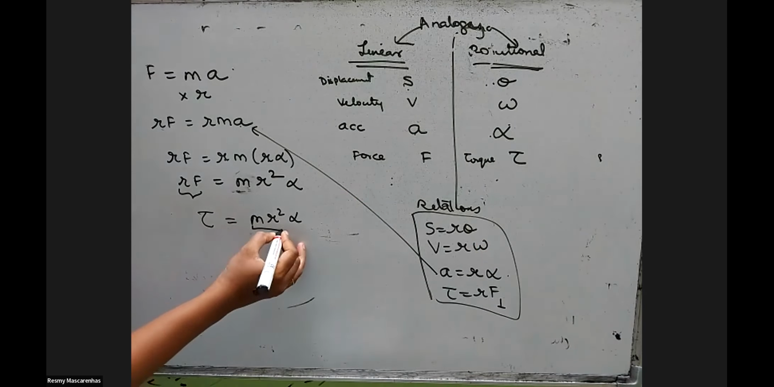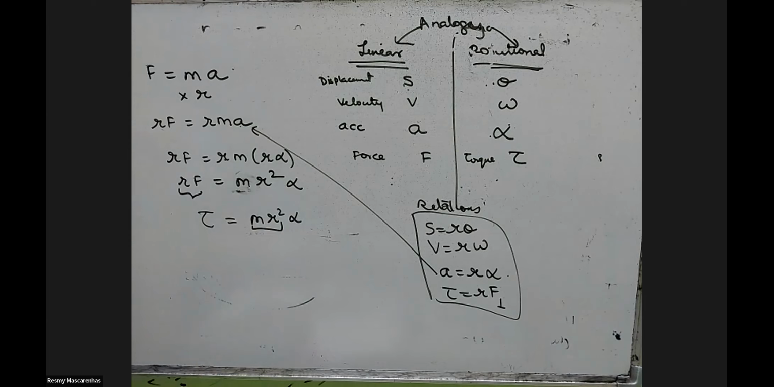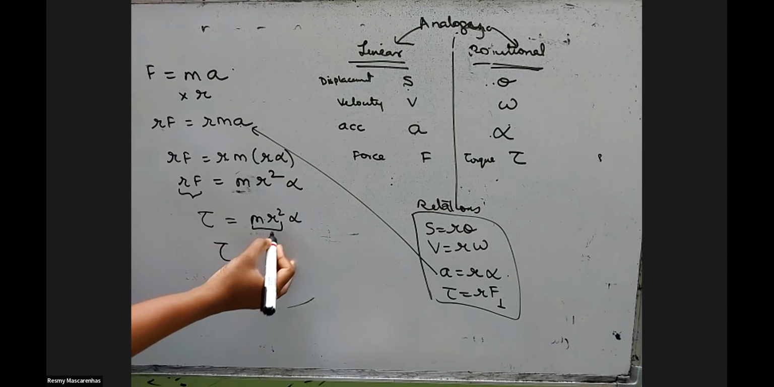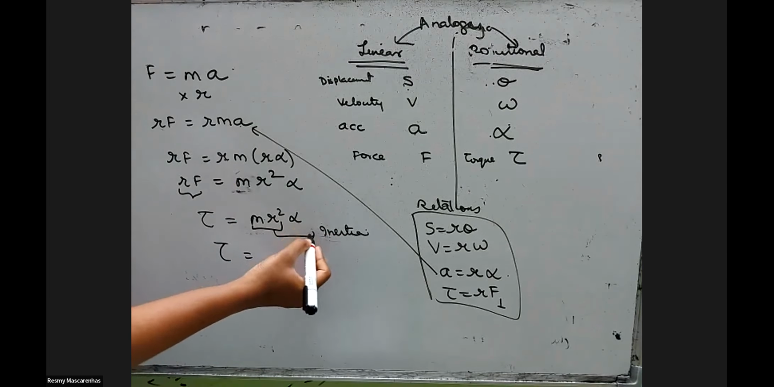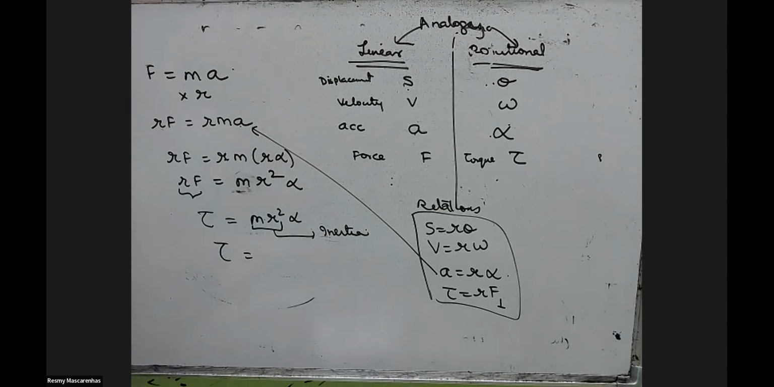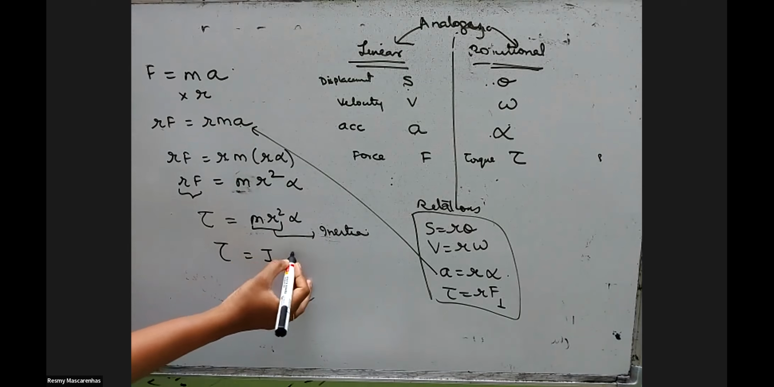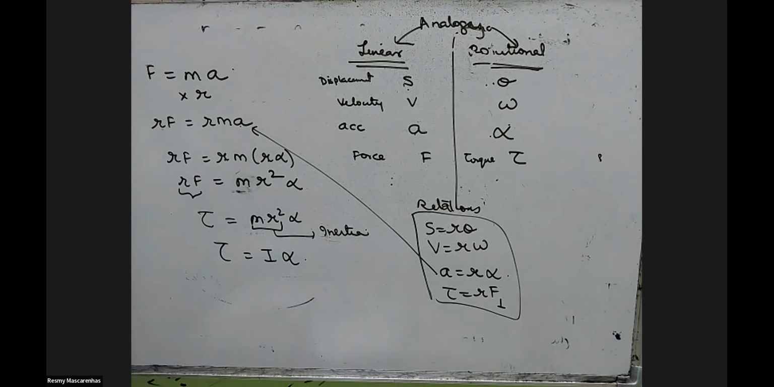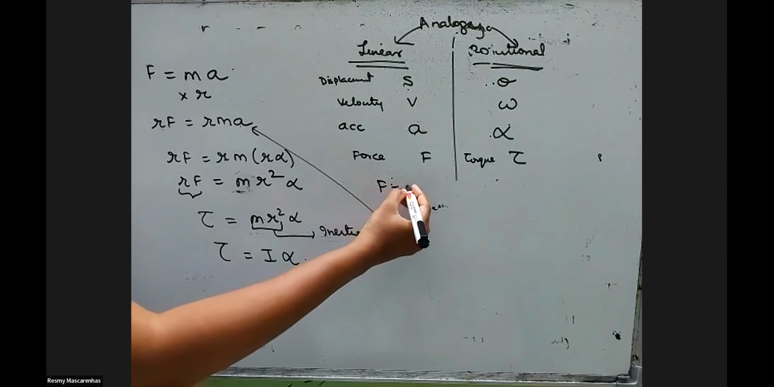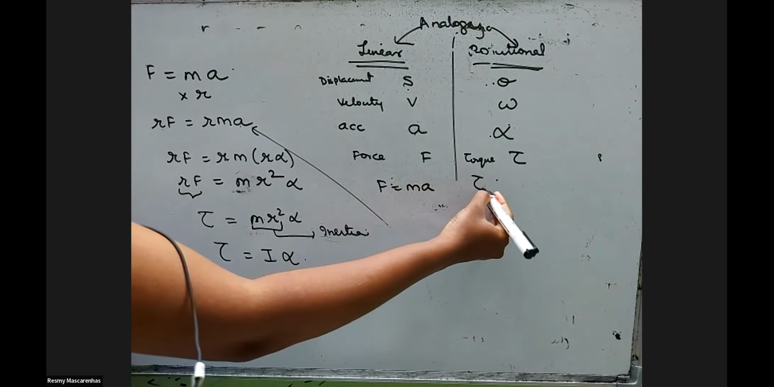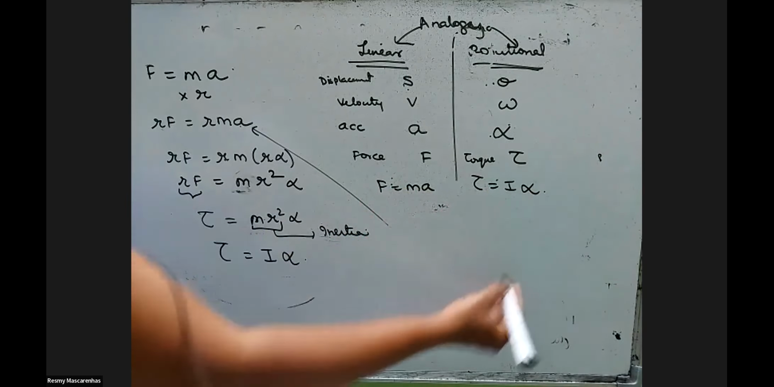And what is mr square? Well, just now we have seen. What is mr square? The product of mass into r square. This is nothing but inertia, no? What is the formula of inertia? mr square. I is nothing but mass into square of the distance. So this is I into alpha. So just try to relate. Force is mass into acceleration and torque is I into alpha.